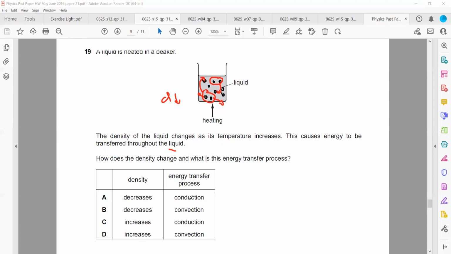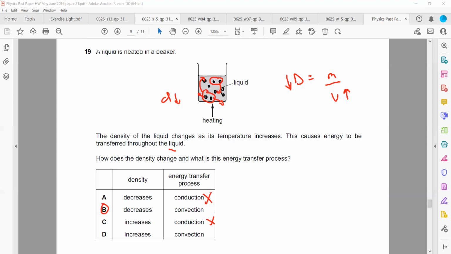For liquids and gases, what is the method? Conduction is for solids or between two different surfaces. So it can be B or C. Then what happens to the density when we supply energy? When we supply energy, the substance expands. If the substance expands, the volume increases. If the volume increases, the density will decrease. So a decrease in density, and there is convection.